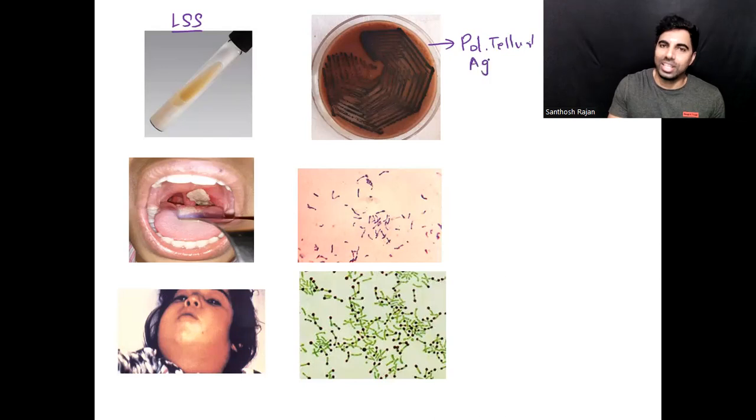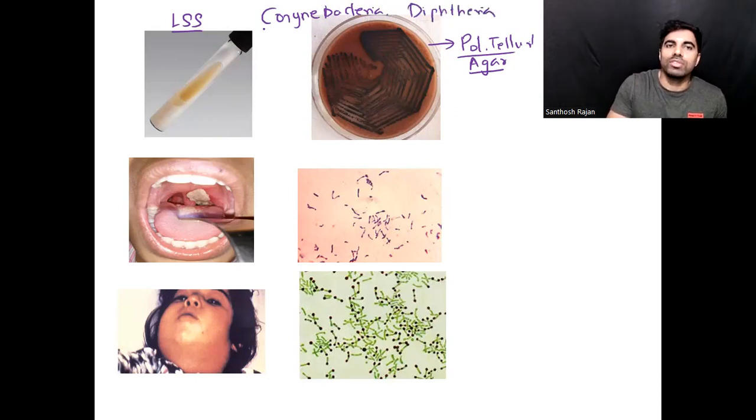Potassium tellurite agar, black color. That's what you see. So many black ones coming, that's what I mixed up. So bile salt agar is for Vibrio, and this potassium tellurite agar, these things are for which one? Your Corynebacterium diphtheriae. All these things are for Corynebacterium diphtheriae. Okay, diphtheria, D-I-P-H-T-H-E-R-I-A.